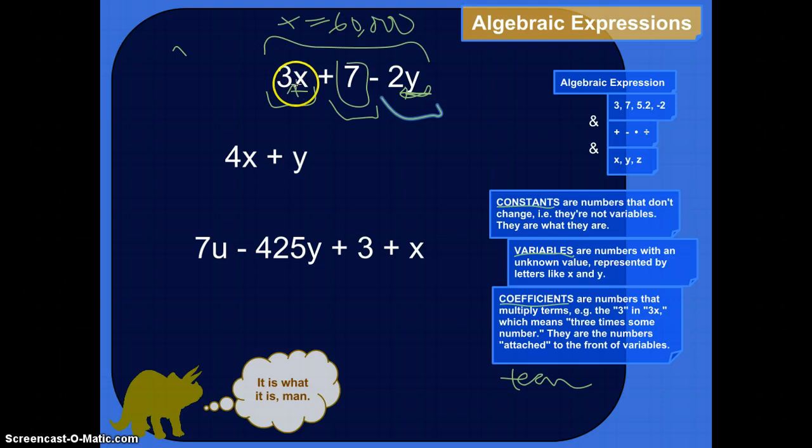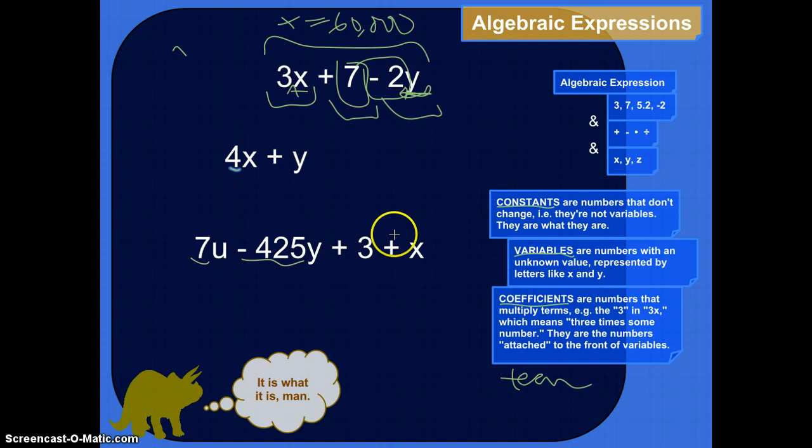Okay, so coefficients are the numbers that are multiplying the terms. So, for example, here, 3 is the multiplier of this term. So it's 3 times x. Okay, I have no idea what that shape is. Let's delete that. Okay, here, this term is being multiplied by -2. Let me get my green back. Is that the right green? Yeah. Okay, so another way to look at it is coefficients are the numbers attached, quote unquote, to the front of variables. So here 7 is in front of the variable u, -425 is in front of y, 4 is in front of x.